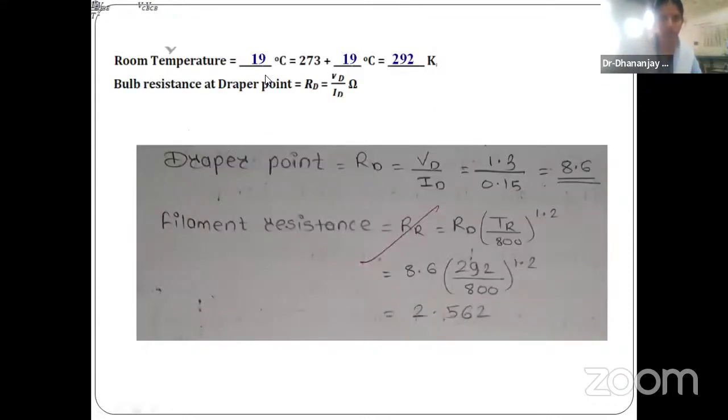The room temperature is 19 degrees. To convert it into Kelvin, it is 290 Kelvin. Then the bulb resistance at the Draper point: RD is equal to VD upon ID. These are the calculations for the filament resistance RR.